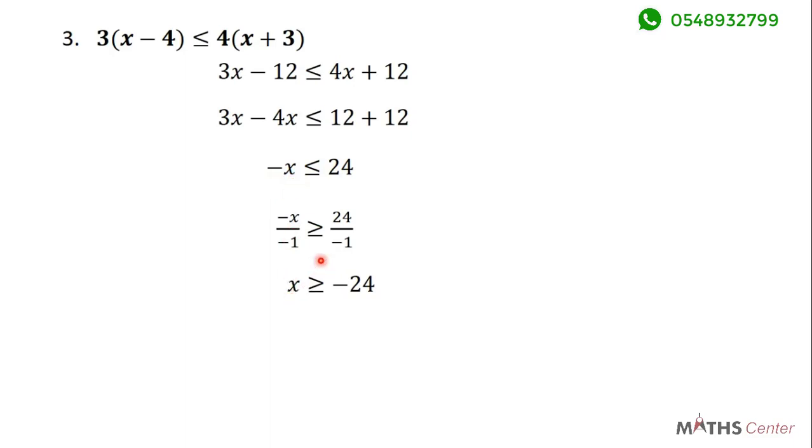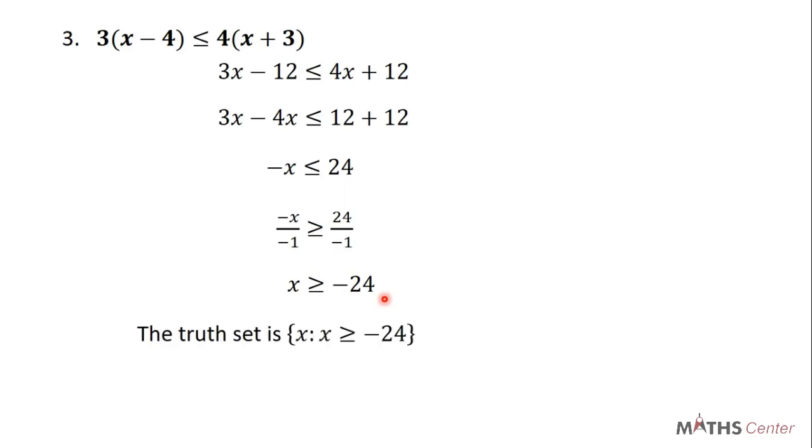So we have x is greater than or equal to minus 24. You can see that in this example and all the other examples, I've been using x as the variable. The variable can be a, can be b, can be n. It can be any other alphabet. I use x because it's simple to handle. That's why. Let's consider the next one. So here the truth set is x is such that x is greater than or equal to minus 24.